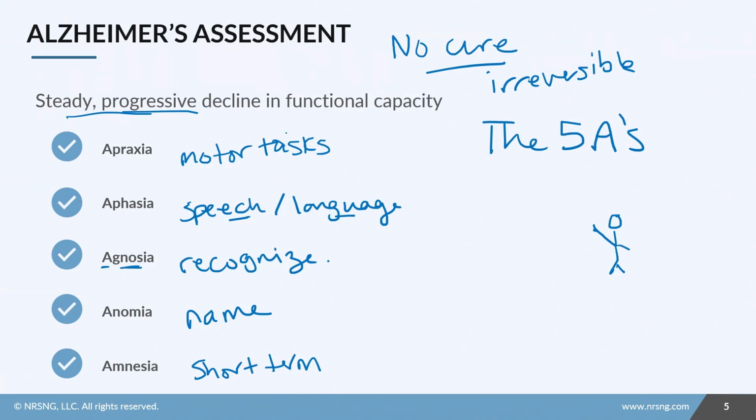Remember that this is a gradual, steady decline. It'll be little things at first, like forgetting to turn the stove off or where their keys are. And then it'll progress more and more until they can't even remember how to walk or talk or feed themselves.